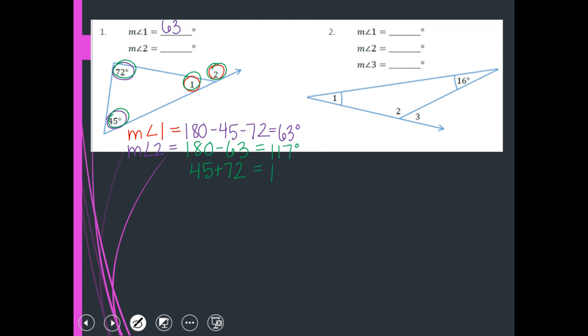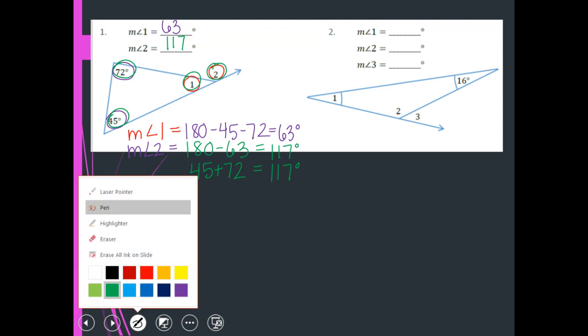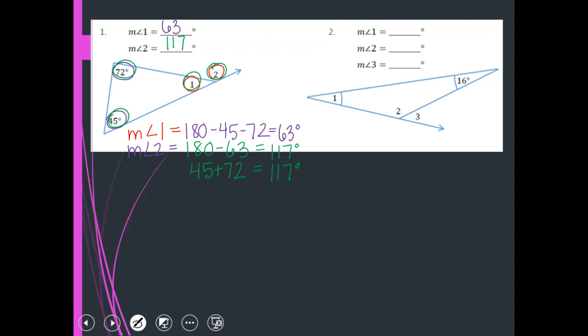But if you add these, you also get 117 degrees. So you can do it either way. Personally, I prefer to add because less mistakes are made when I'm adding than when I'm subtracting. So that's 117 degrees. Now let's move on to number 2.